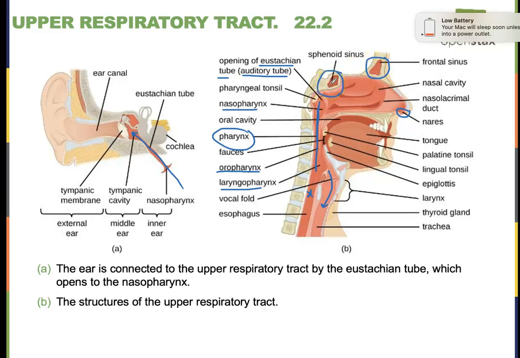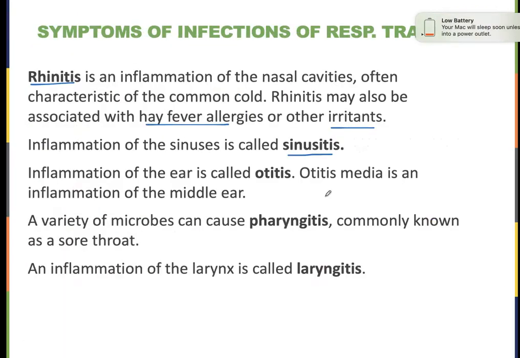Pus can fill up and you can get a lot of pressure in your forehead. Maybe you feel it behind the eye. There's another big sinus in your cheeks, so you can feel pressure below the eye as well with sinusitis. So back to this slide. That's sinusitis. Middle ear infection is otitis.